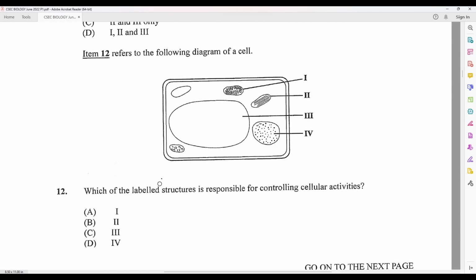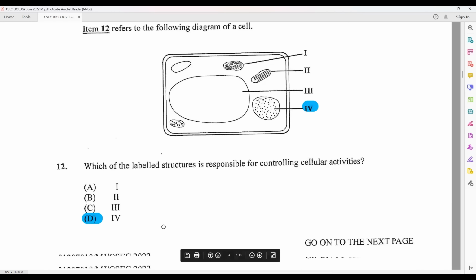Item 12 refers to the following diagram of a cell. We have the mitochondria as 1, the chloroplast as 2, the vacuole as 3, and the nucleus as 4. Which of the labeled structures is responsible for controlling cellular activities? And we know that is the nucleus, which is D.